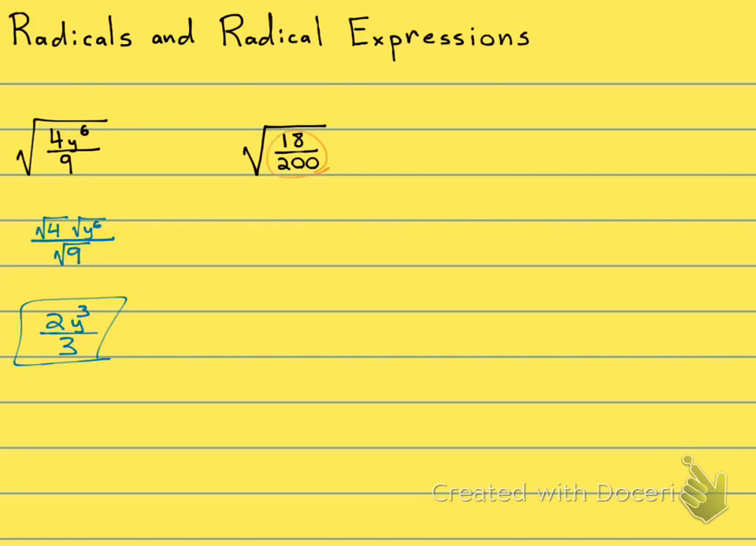18 over 200, right? And you could put it in your calculator. It'll reduce for you. 2 goes into 18, and 2 also goes into 200. So 2 goes into 18 9 times. 2 goes into 200 100 times. So 18 over 200 is the same as 9 over 100. And now let's split this radical up into 2 radicals. Square root of 9 over square root of 100. I know the square root of 9 is 3, and the square root of 100 is 10.